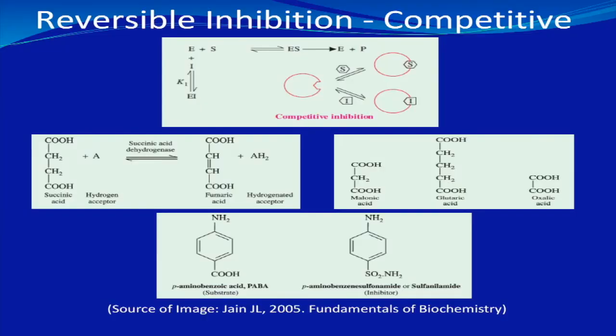Now, reversible, especially the competitive inhibitor: here the inhibitor resembles the structure of the substrate. Since it resembles the structure of the substrate, at any point of time the inhibitor can compete with the substrate and bind to the active site. So there is always a competition between the inhibitor and the substrate to bind to the active site.